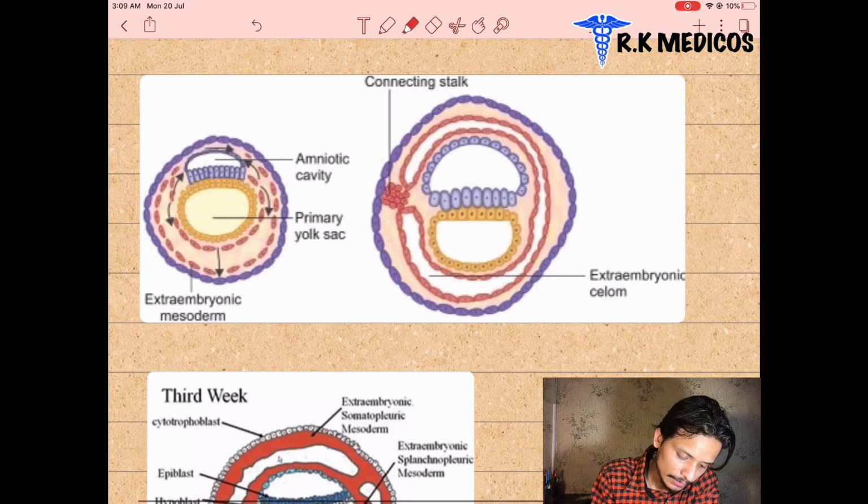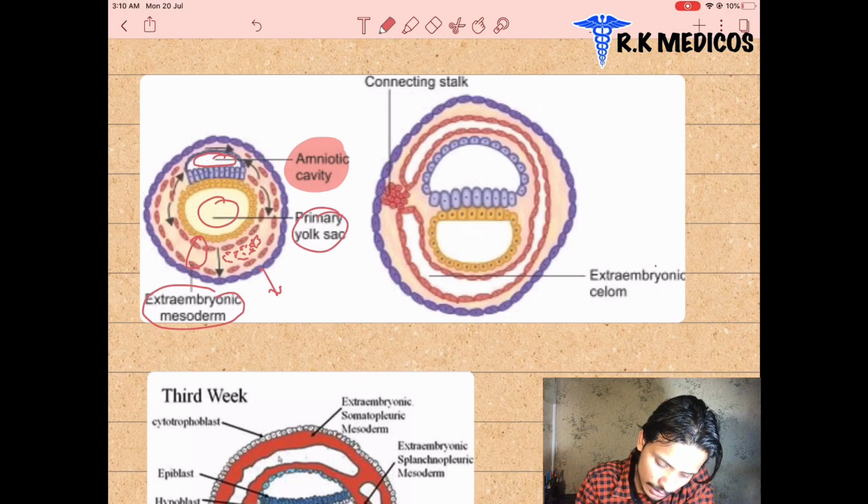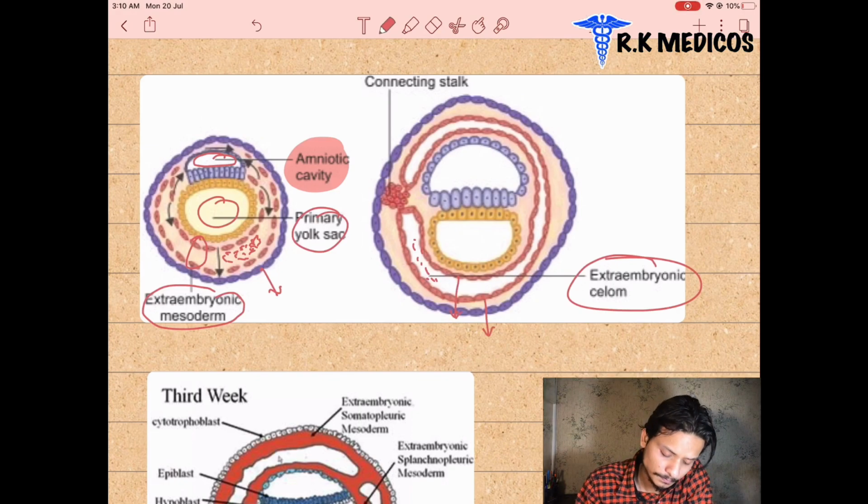You can see here, this is the amniotic cavity. This is the primary yolk sac, and this one is extra embryonic mesoderm. This whole layer is extra embryonic mesoderm. This is the syncytio and cytotrophoblast layer. This cavity is the extra embryonic coelom, and we can see once again the extra embryonic coelom is here, and its innermost layer is splanchnopleuric. The outermost layer is parietal or somatic, and this one is cytotrophoblast, and this is the amniogenic cells.